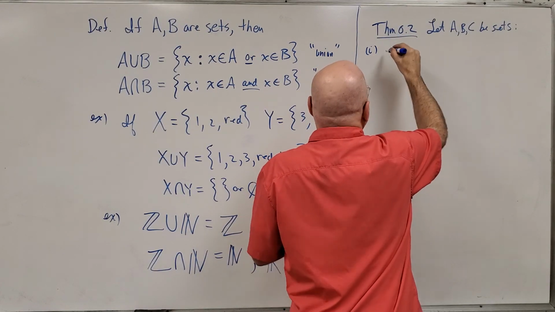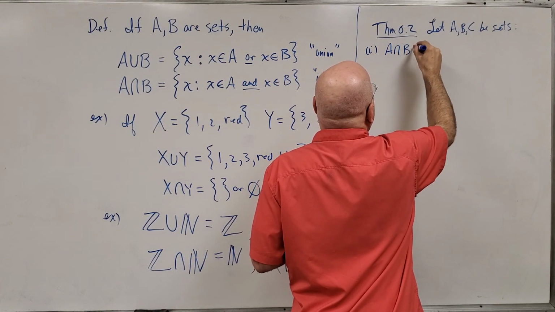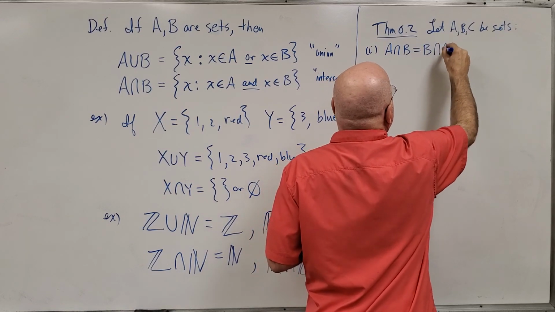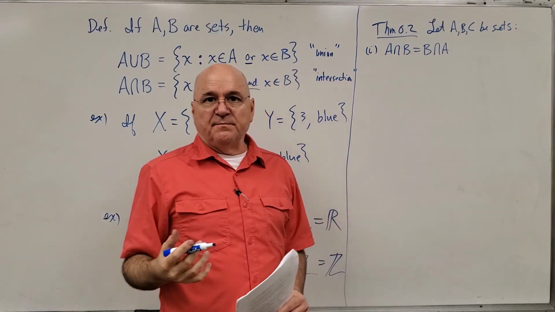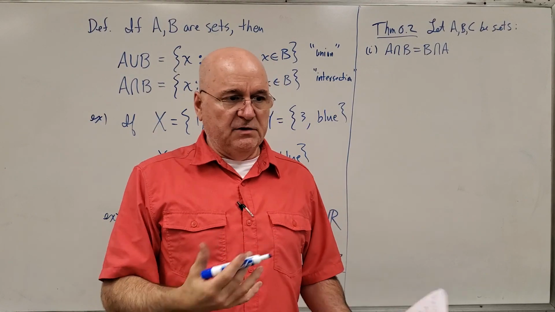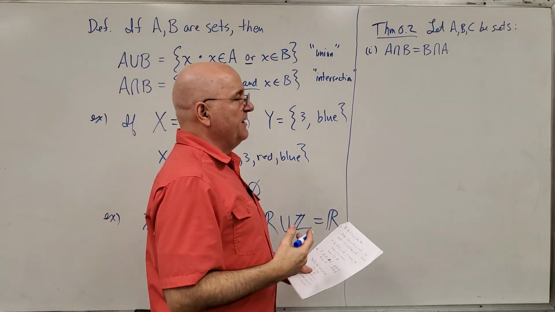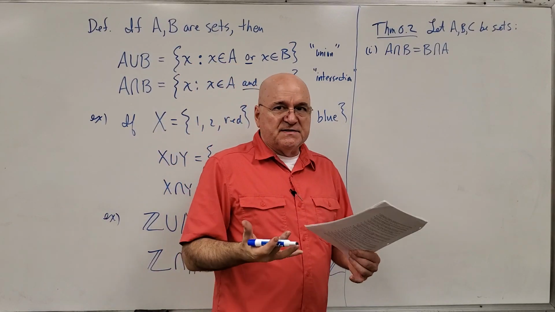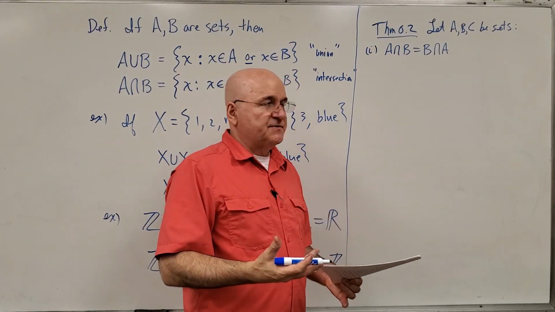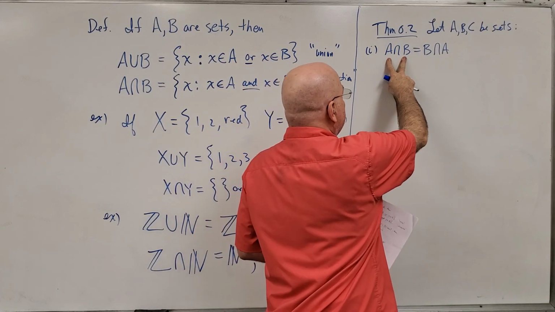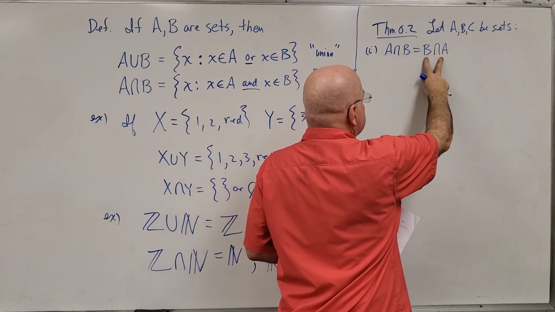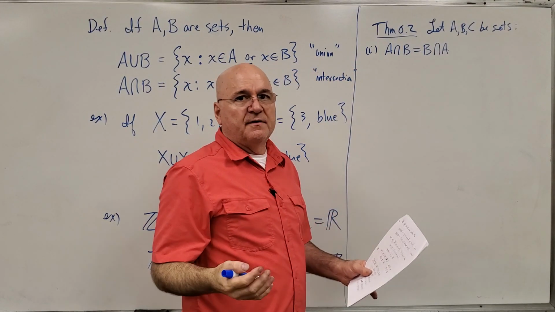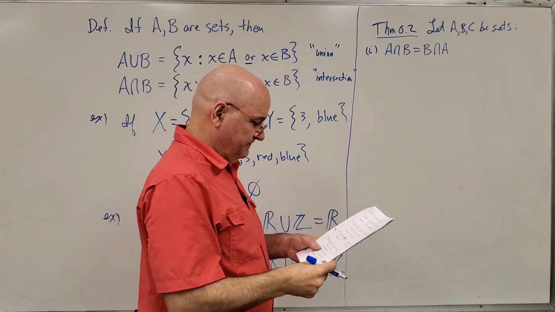The first one says that A intersect B is equal to B intersect A. You could call that the commutative property for the intersection of sets. If you're intersecting two sets, it doesn't matter which one you write first. This set is the set of elements that are in both A and B. This set is the set of all elements that are in both B and A. Same thing.